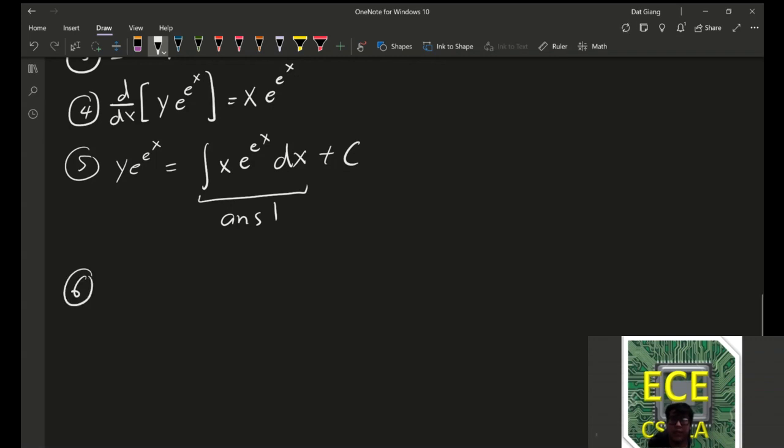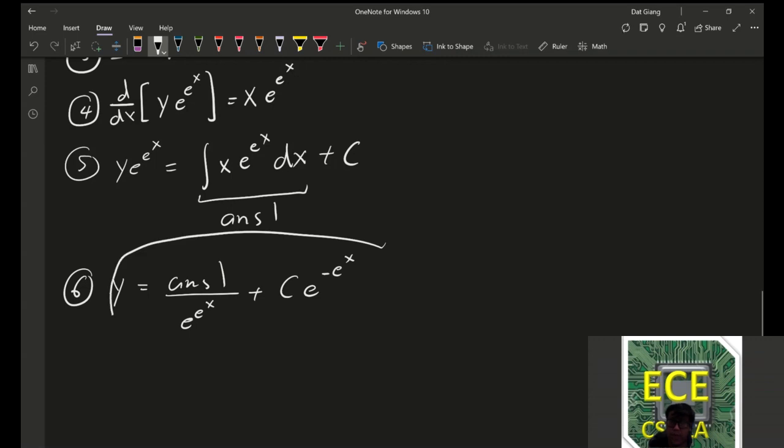Divide e to the x to both sides. We get y equals 1 divided by e to the x plus c e to the negative e to the x. And that would be our result. Now, these two problems are not merely to demonstrate that this first order linear differential equation is unsolvable. Merely this was a coincidence.